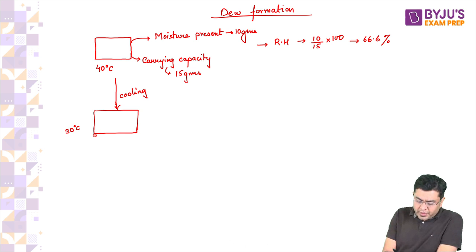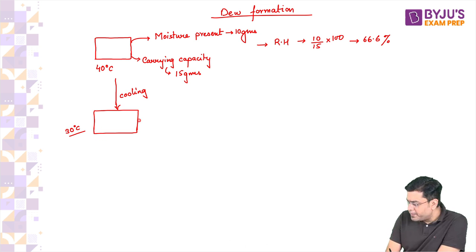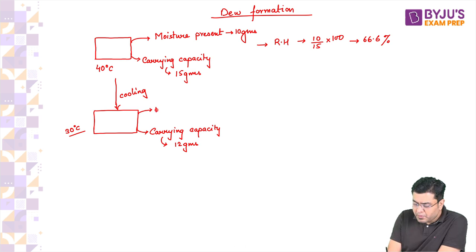Okay. So here, when we cool it down to, let's say, 30 degrees Celsius, the carrying capacity would reduce. Let's say it will reduce to 12 grams. The moisture present is the same, 10 grams. What will be the relative humidity?